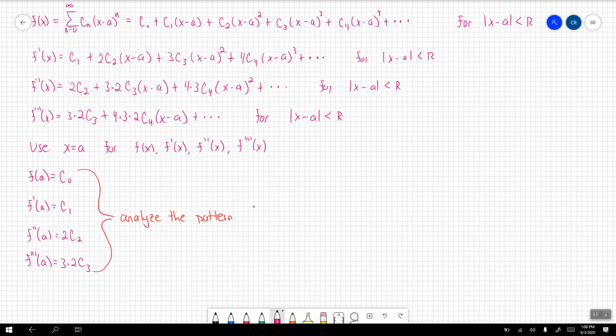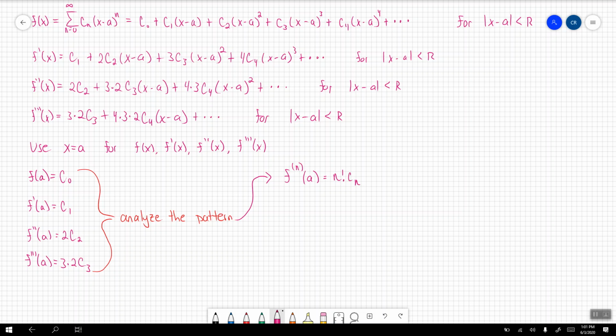So the observable pattern that we start looking at is that we're going to be taking some function, for some derivative, I'm going to say the function with the derivative of n, the nth derivative, evaluated at a, is going to give me, now watch this, n factorial multiplied by c sub n.